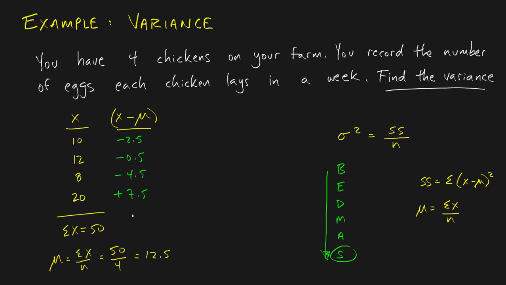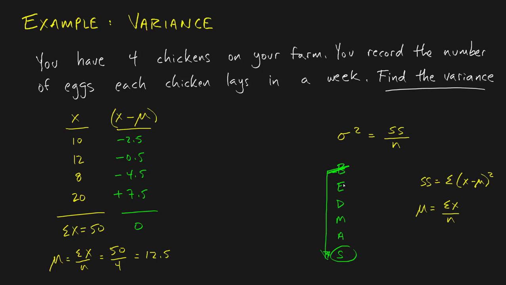Now, if I've done my math right, this has to add up to be 0. And it does. Negative 2.5, take away another half, that's negative 3. Take away another 4.5, that's negative 7.5. Bring in the positive 7.5. That cancels out, and I've got a 0. So I've taken care of the brackets.